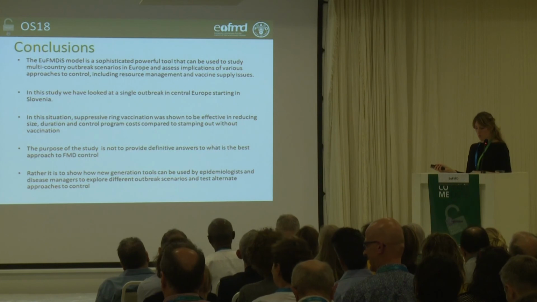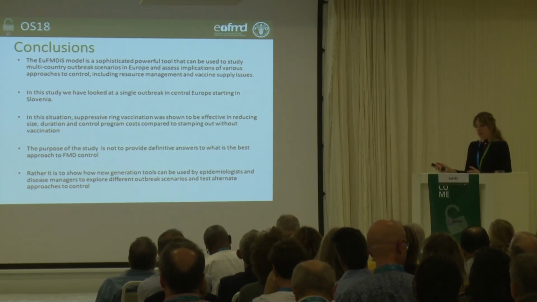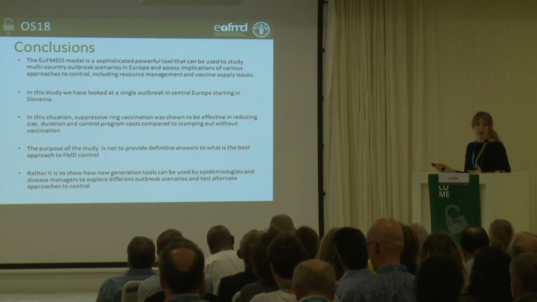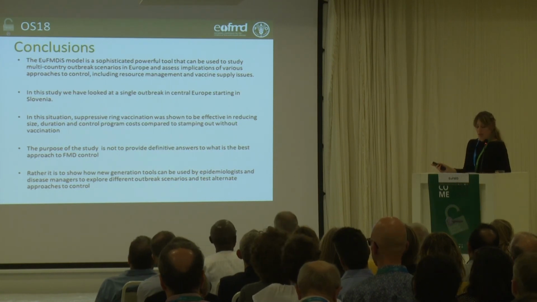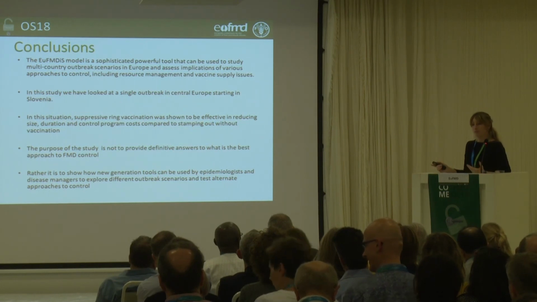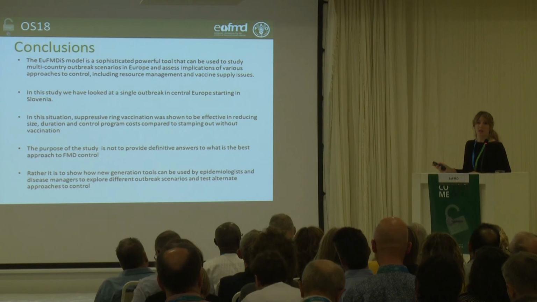So considering that emergency vaccination is more frequently seen as an option to control an outbreak in 3 countries, if there is an incursion, we need to better understand the doses required for different scenarios, for different vaccine strategies. And tools such as EuFMDiS can help us to estimate the scale of the demand.